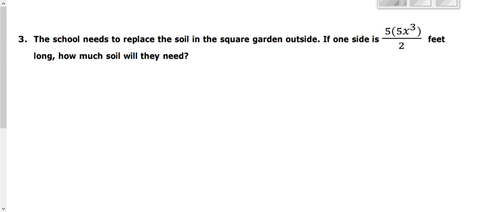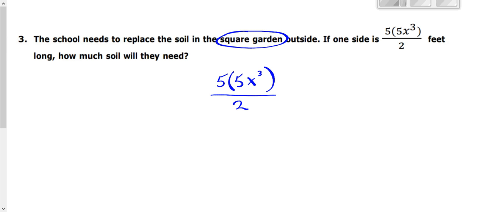Number 3, the school needs to replace the soil in the square garden outside. If one side is 5 times 5x to the 3rd over 2 feet long, how much soil will they need? Okay, since it is a square garden, I know that I have equal sides. Again, I'm looking for the area because I want to know how much soil they will need, so it's going to cover an area. Since it's a square, I'm going to square it or multiply it by itself.